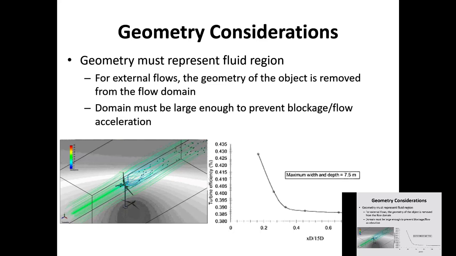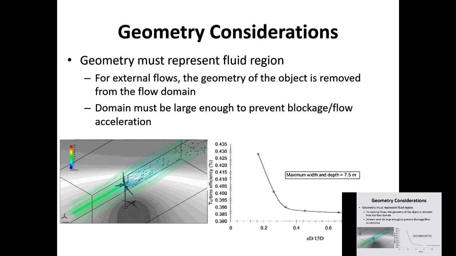so for external flows, your geometry of the object is removed from the model. Okay, for external flows, and your domain must be large enough to prevent blockage or flow acceleration. So, for example, suppose you use this surface, you are modeling a car driving along a road. Okay, so not the car, the flow around the car.